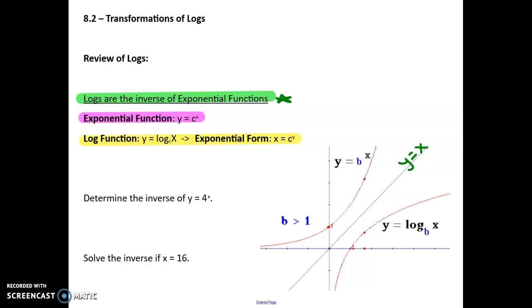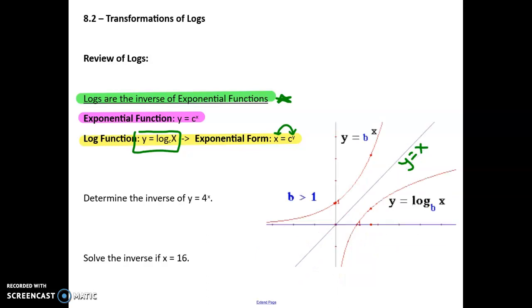Remember that if you have an exponential function, y equals c to the power of x, then to find the log function, you have to start by switching the x and y. So notice that the x and the y are switched from the exponential to the log before you change it into logarithmic form. So again, be very careful to calculate an inverse. The x and y have to switch before you change the form to a log. So it has to be x equals.